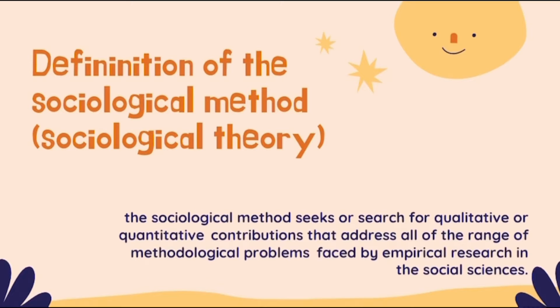Definition of the sociological method. The sociological method seeks qualitative or quantitative contributions that address the whole range of methodological problems faced by empirical research in the social sciences.